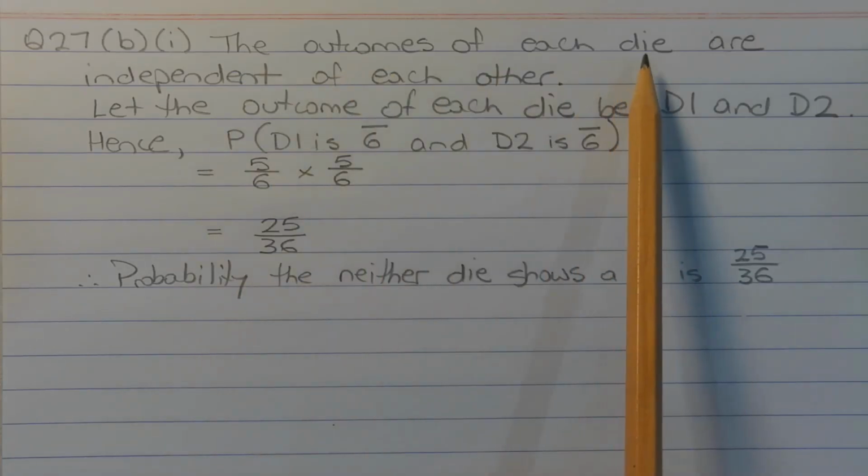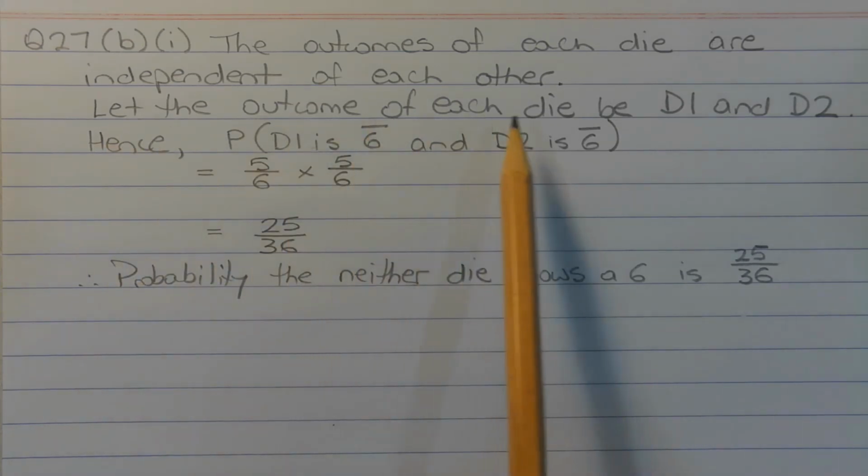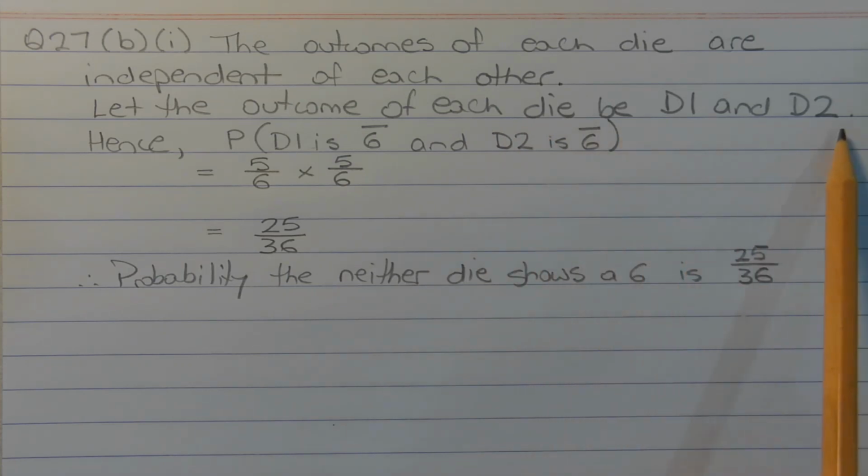The outcomes of each die are independent of each other. In other words, when the second die is thrown, what it shows does not depend on what the first die has shown. Let the outcome of each die be D1 and D2.